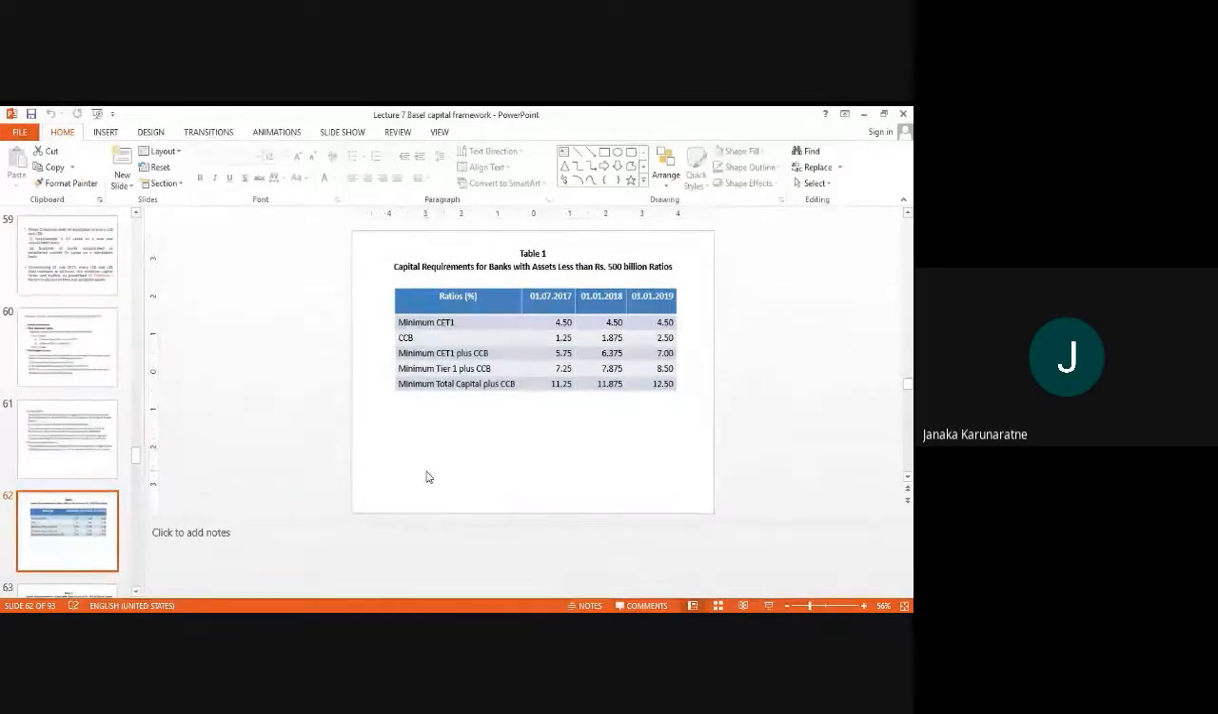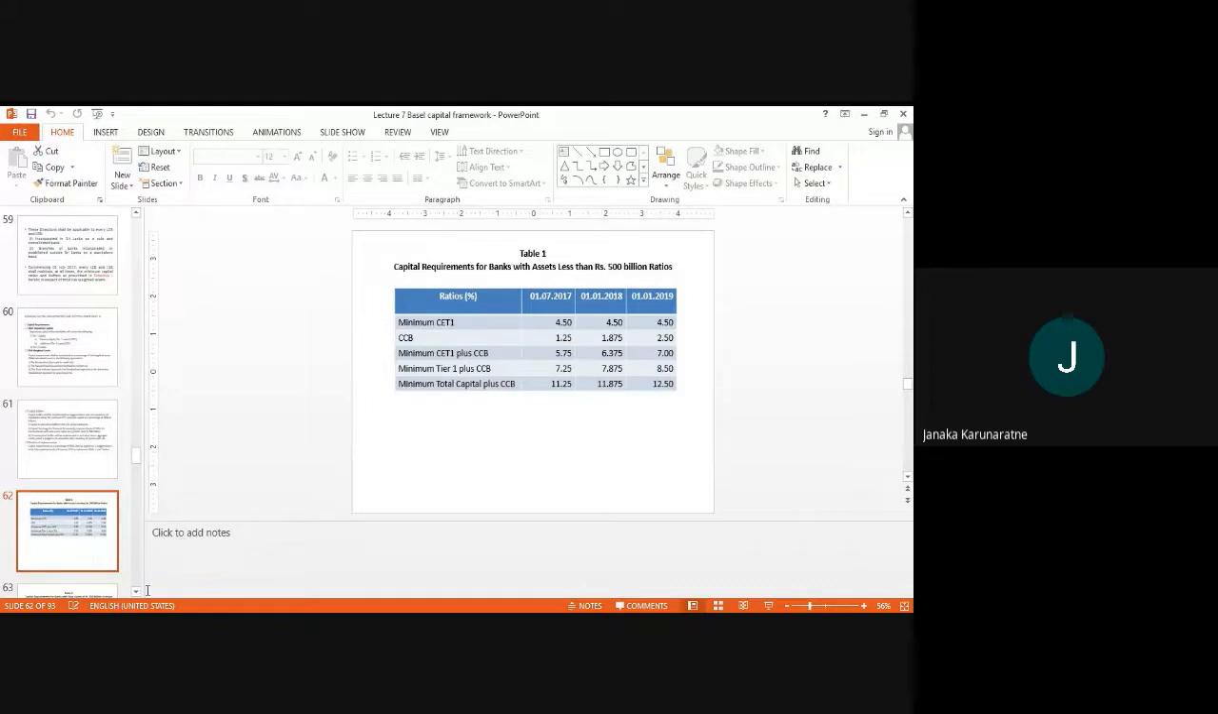Can you see this slide of Table 1? If you look at the final column, that is the one we apply now. Don't worry, since this original direction was issued in 2016, different phases were given. But now, for any bank less than 500 billion, these are the ratios applied: minimum CET1 4.5, CCB, the capital conservation buffer, 2.5. So CET1 plus CCB comes to 7, Tier 1 plus CCB 8.5, and total capital plus CCB comes to 12.5. That is for smaller banks.